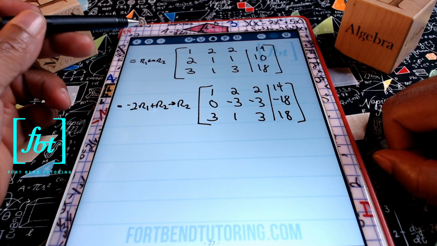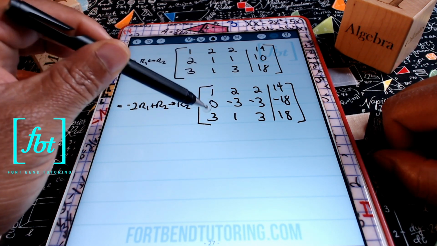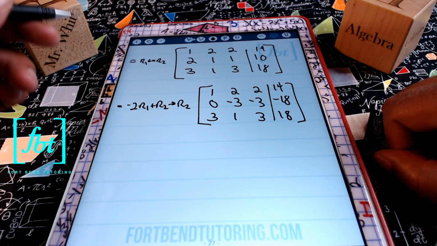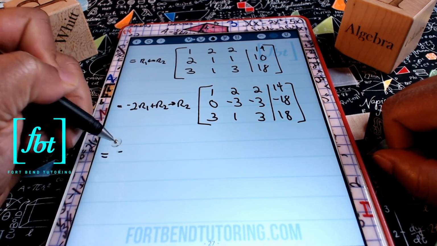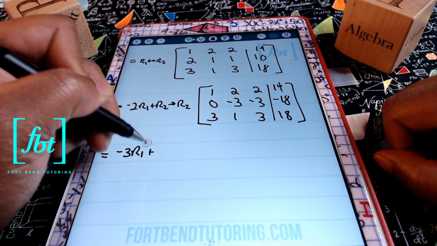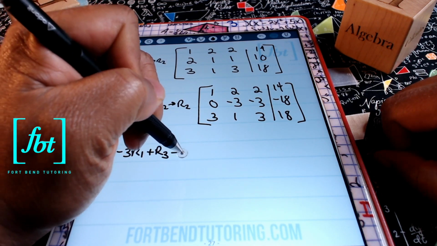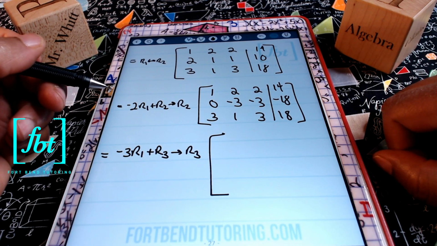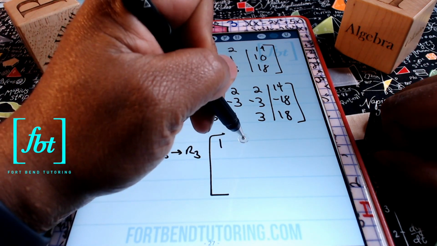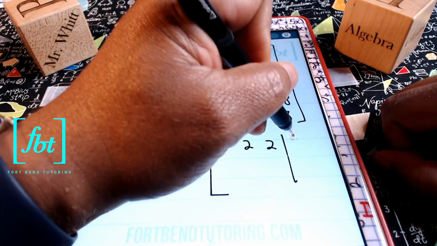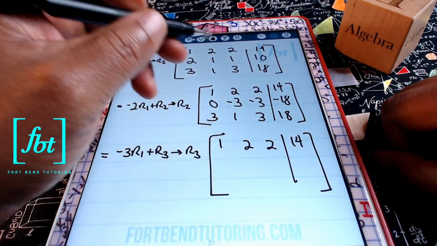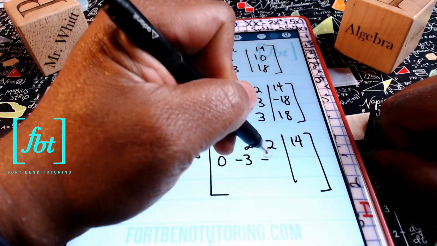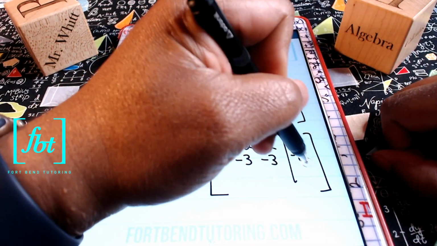All right, next I'll be wanting a 0 where the 3 is in the third row. I can get that by multiplying -3 times row 1 plus row 3, putting the result in row 3. What does this give me? This gives me an opportunity to bring down my first 2 rows unchanged. We'll have 1, 2, 2, 14, as well as 0, -3, -3, -18.